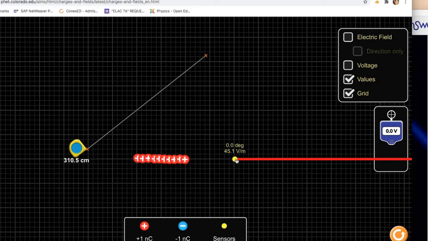Okay, now let's do a non-uniform rod. So for example, let's say the rod is more charged towards the ends.